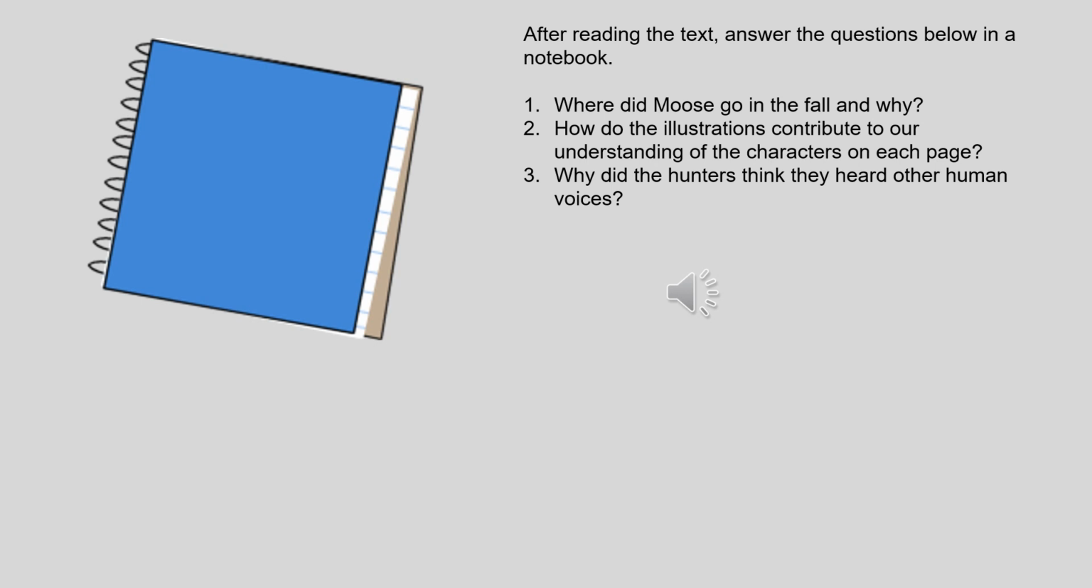After reading the text, answer the questions below in a notebook. 1. Where did Moose go in the fall and why? 2. How do the illustrations contribute to our understanding of the characters on each page? 3. Why did the hunters think they heard other human voices?